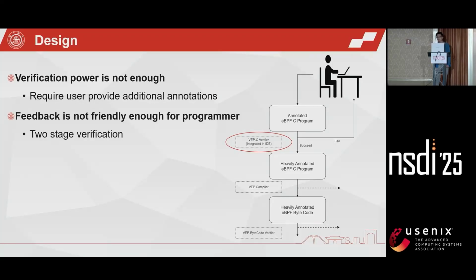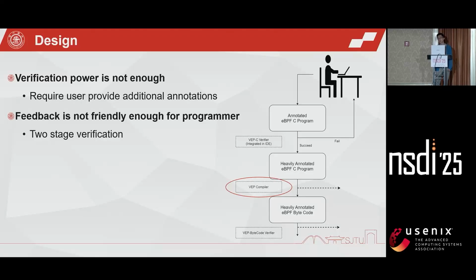During this process, the C verifier will use advanced verification technologies to fill proof gaps, and it will generate heavily annotated C programs that are enough to show its correctness. And if someone needs to check the program safety based on these heavily annotated details, it is simple. Next, the VEP compiler will compile the heavily annotated C program into annotated eBPF bytecode. In this process, the relevant annotations also undergo the corresponding compilation passes.